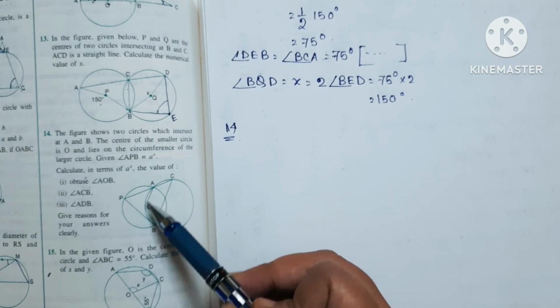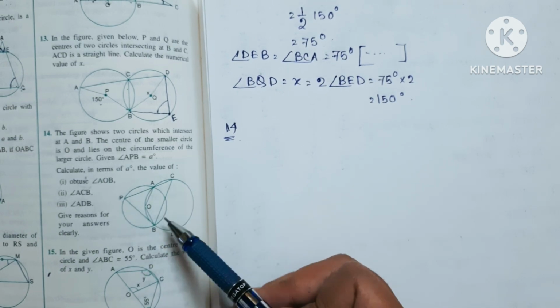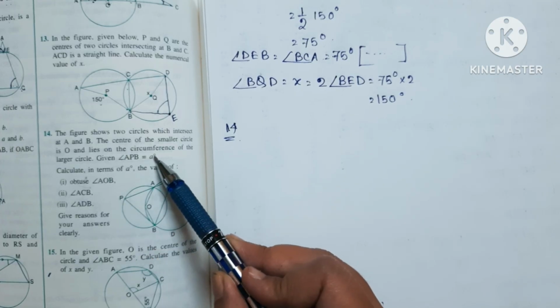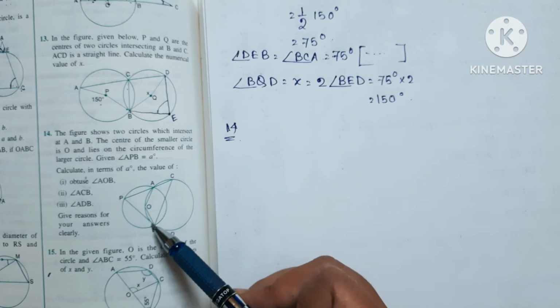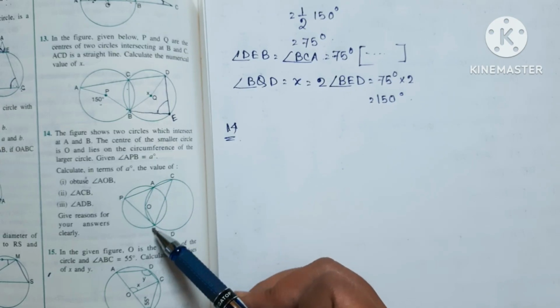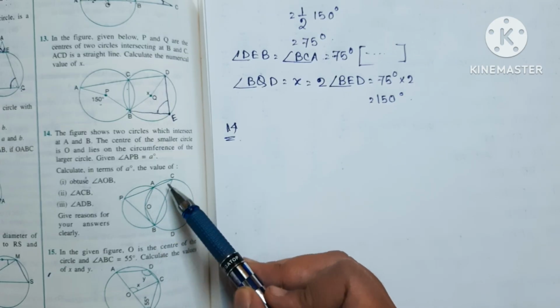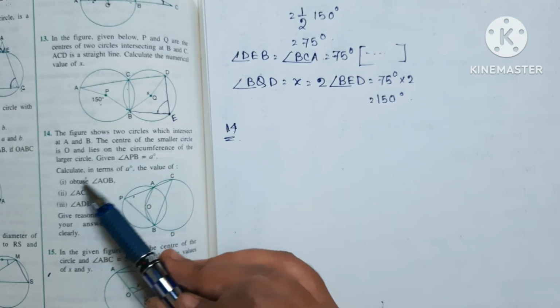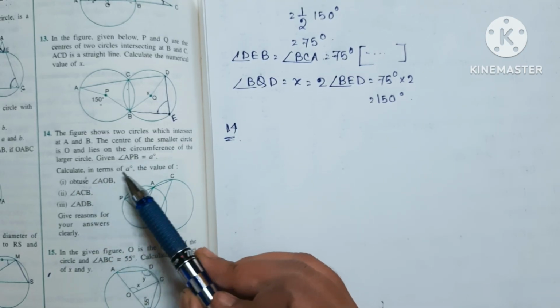Now, see question number 14. O is the center of the small circle. Now, APB is A degree. And this point O lies on the circumference, and AOBC is a cyclic quadrilateral, that you can say from this figure. And APB is A degree, this one is A degree, and you have to calculate these three angles in terms of A.